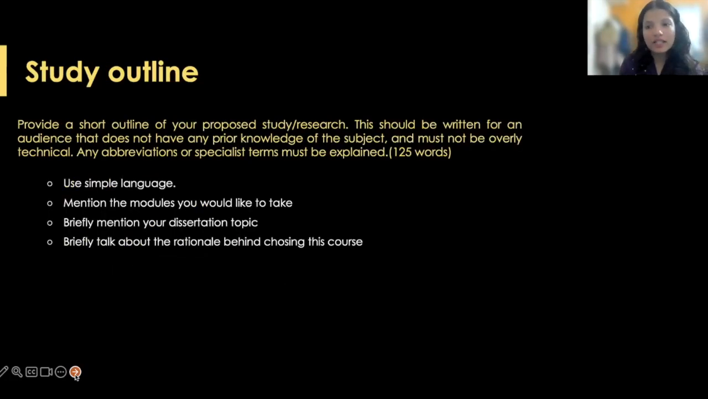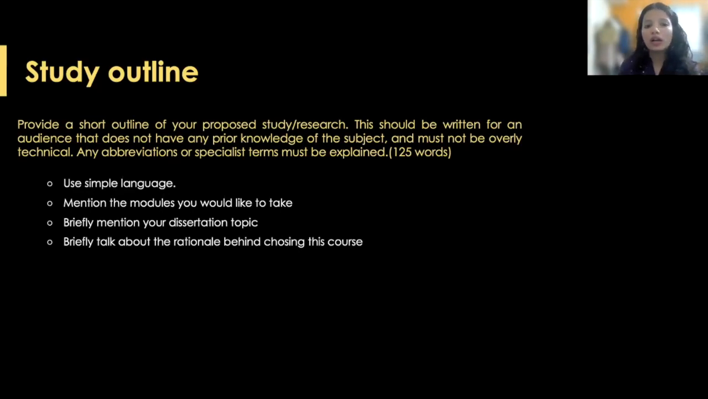And then the CSE also asks two questions regarding your study outline. The first one asks you to provide a very short 125-word outline of your proposed study, which is meant for a non-technical audience. So the general recommendation here is to use very simple, non-jargon language. You can mention the modules you want to take.